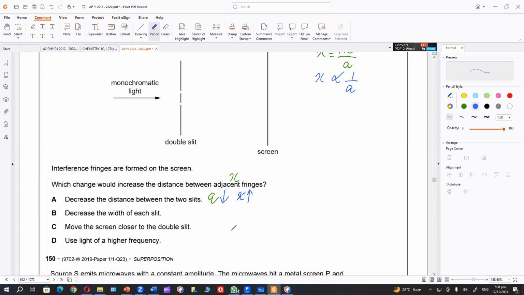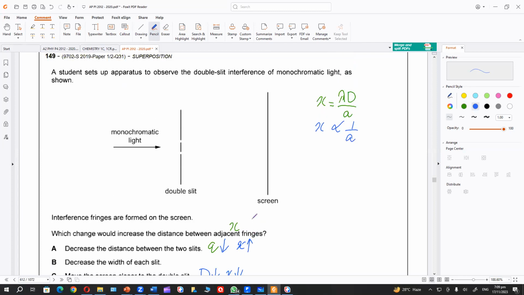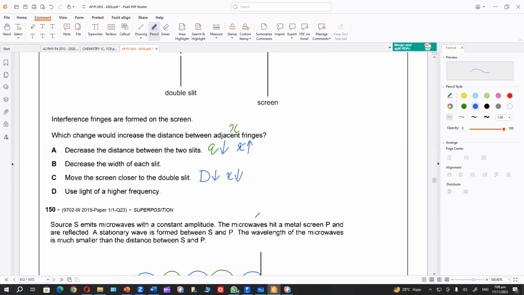Width W has no relation with X. And move the screen closer to the double slit, then it will be the case of D. D decreases, so X, being proportional, will also decrease. Use light of a higher frequency. Frequency is not concerned directly here until you put lambda and frequency opposite to each other. So when you use higher frequency, you will use lesser wavelength.